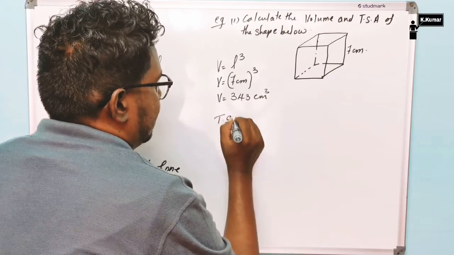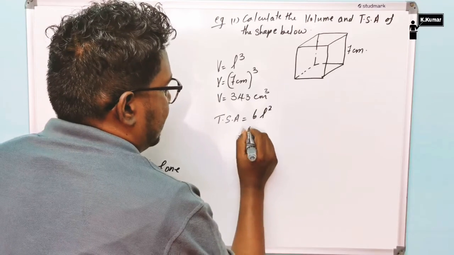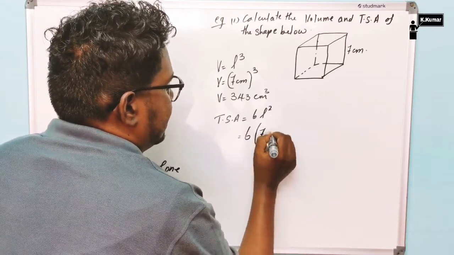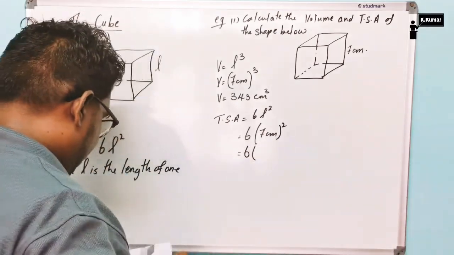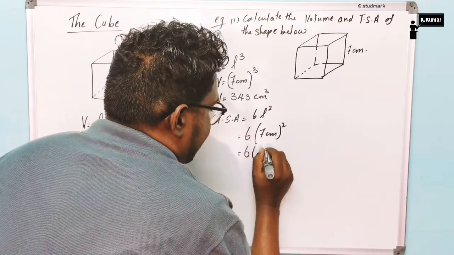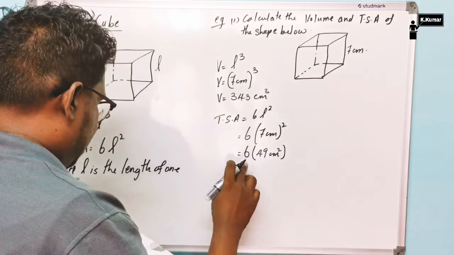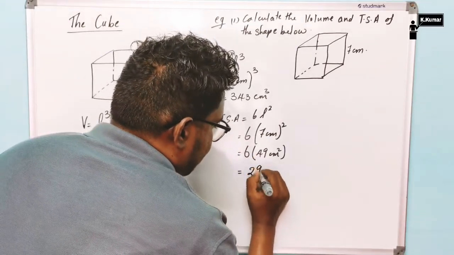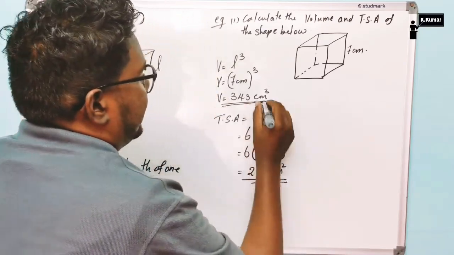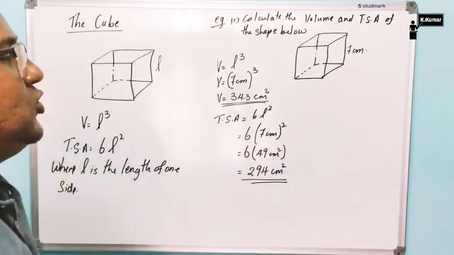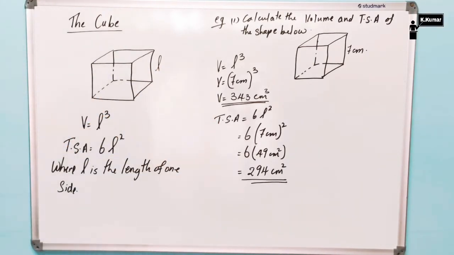Total surface area, the formula is 6L squared. This is going to be 6 multiplied by 7 cm, all raised to the second power. This is going to be 6 multiplied by 49 cm squared. And 6 times 49 is going to give me 294 cm squared. Remember, area is in square units, volume is in cubic units. So this is how you find the volume and the total surface area of a cube.